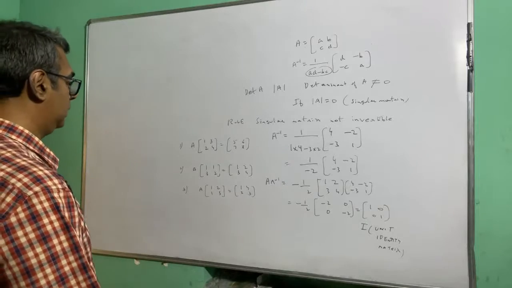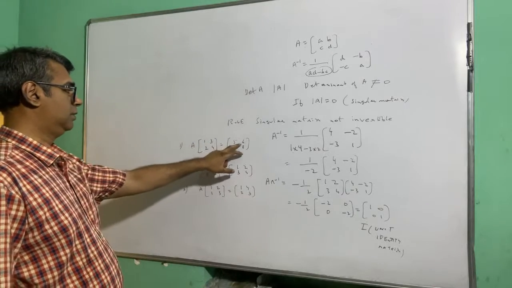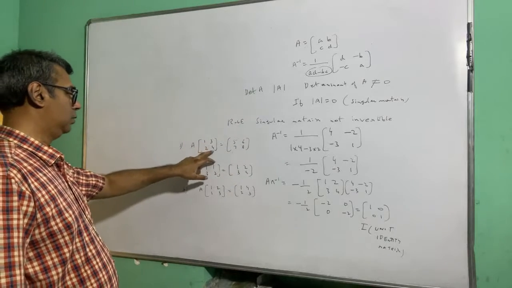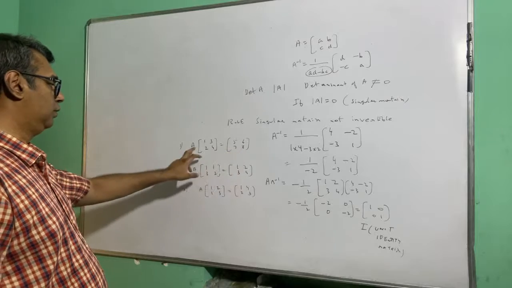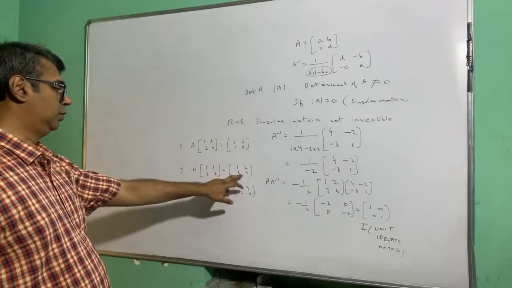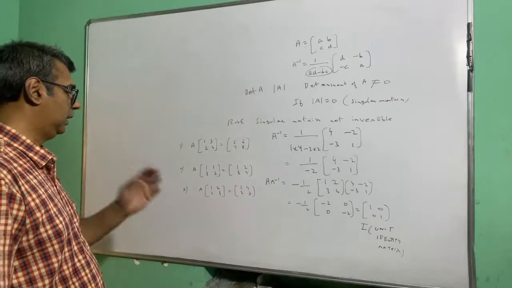So there are three equations. A into 1, 3, 2, 4 is equal to 5, 6, 7, 8. So matrix A multiplied by 1, 3, 2, 4 is equal to 5, 6, 7, 8. You have to find A. Matrix A into 1, 1, 3, 2 is 1, 2, 3, 4. You have to find A. Matrix A into 1, 2, 1, 3 is 1, 4, 2, 3. You have to find A.